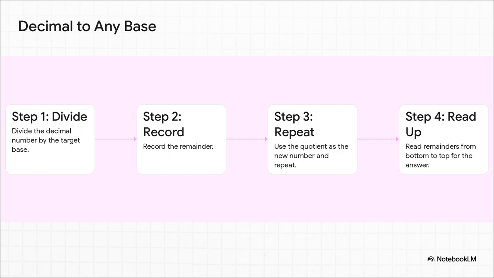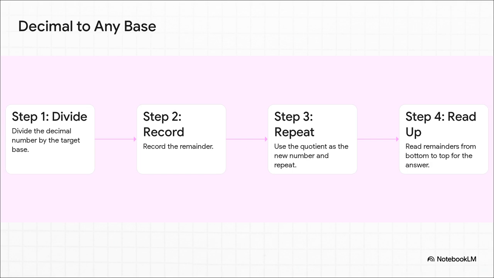But what about going the other way, from our decimal system into another base? For that, we use a simple process called repeated division. So let's say we want to turn the number 13 into binary. We just keep dividing by our target base, which is 2. So 13 divided by 2 is 6, with the remainder of 1. Okay, now we take the 6. 6 divided by 2 is 3, with a remainder of 0. Now we take the 3. 3 divided by 2 is 1, with a remainder of 1. Last one, 1 divided by 2 is 0, remainder 1.